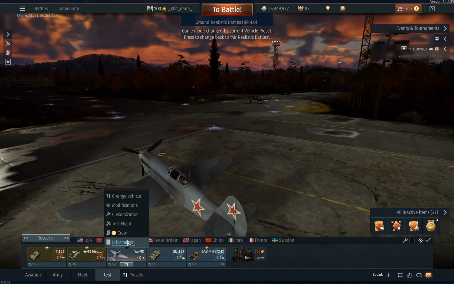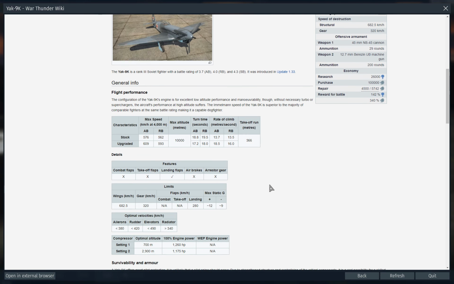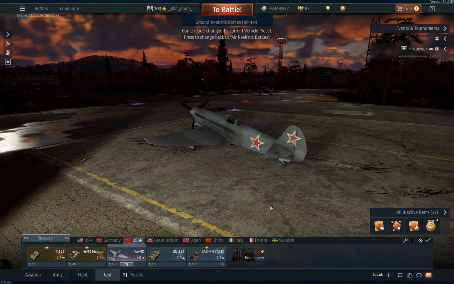Moving on to the Soviet Union. And here we see something completely different again. Also using split flaps, but the Yaks don't have any combat flaps or takeoff flaps at all. You only get access to landing flaps. And the landing flaps rip off at 280 kilometers an hour. So same BR, but a completely different design philosophy.